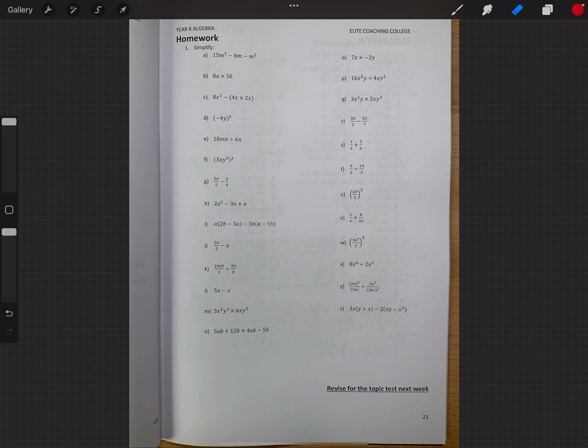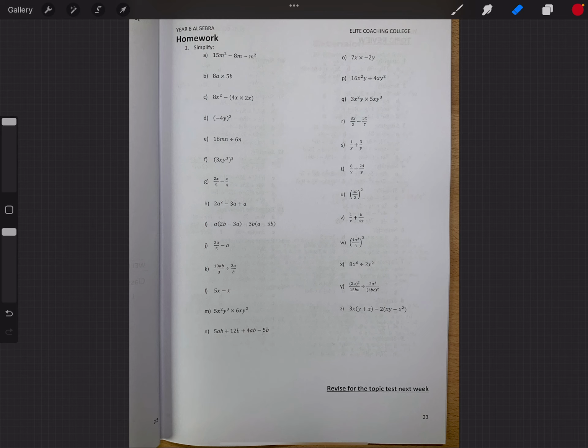Next one, you can think of this as 4a cubed over 3 times 4a cubed over 3. So the top one is going to be 4 times 4, which is 16. A cubed times a cubed is add the power, so that'll be a to the 6. And 3 times 3 is 9.